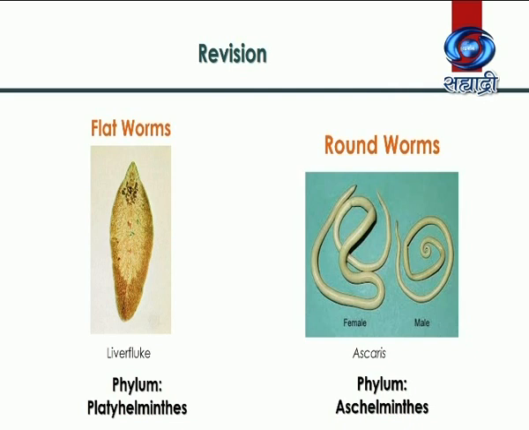Let us see the difference between these two phyla. Platyhelminthes members are flatworms. Aschelminthes members are described as roundworms. Platyhelminthes are acoelomate, whereas Aschelminthes are pseudocoelomates. In Platyhelminthes, an incomplete digestive system is there, and in Aschelminthes, it is complete. Aschelminthes members show sexual dimorphism, whereas Platyhelminthes members are hermaphrodite.